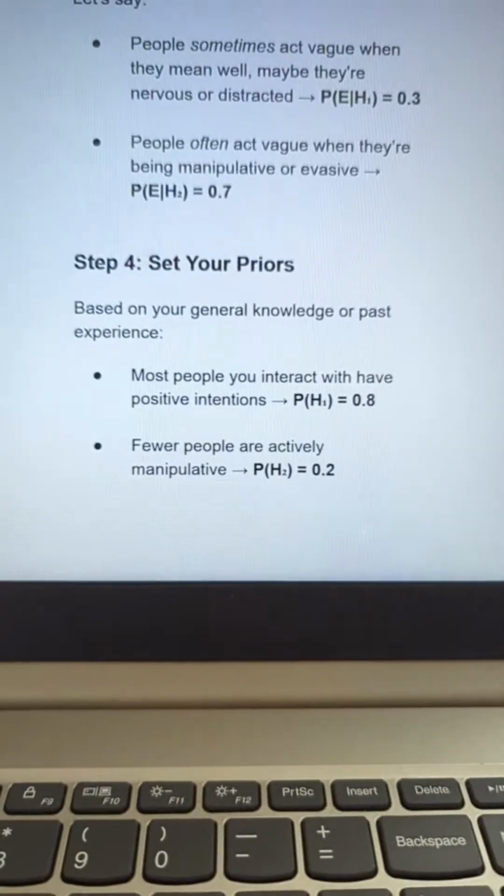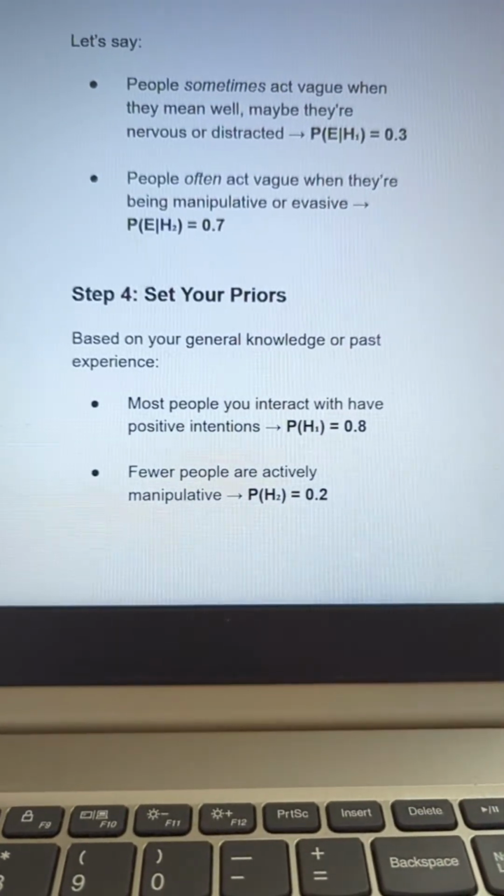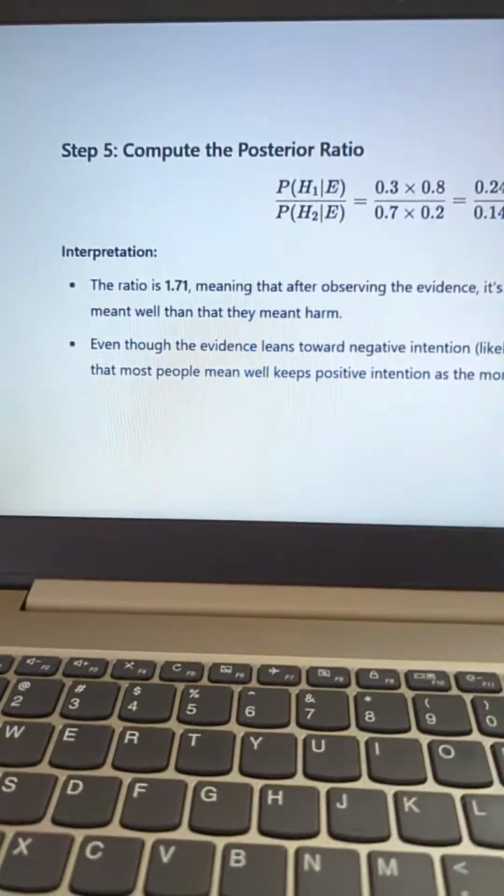And then fewer people are actively manipulative. And I think this is a fair assessment, right? 0.8, 0.2 here. So now what do we do? Now you write down these numbers, you have a ballpark figure, and what we're going to do is compute what's called the posterior ratio.